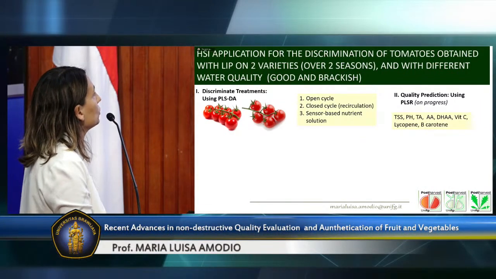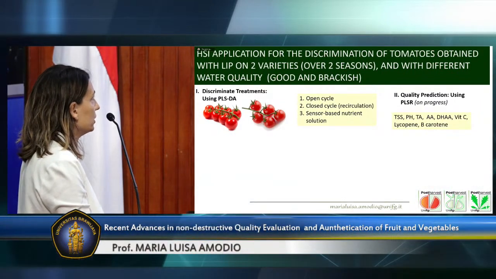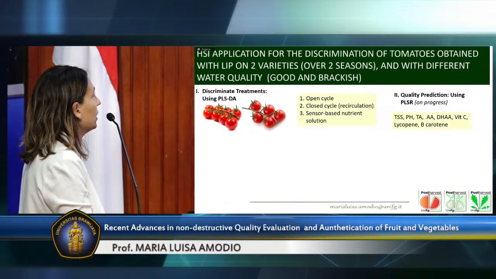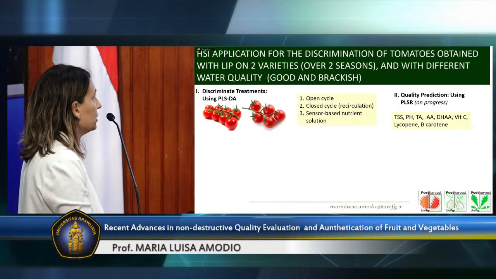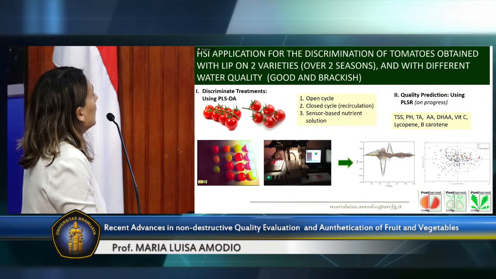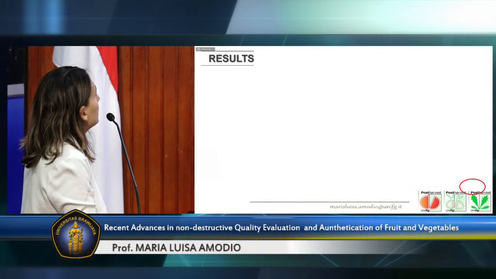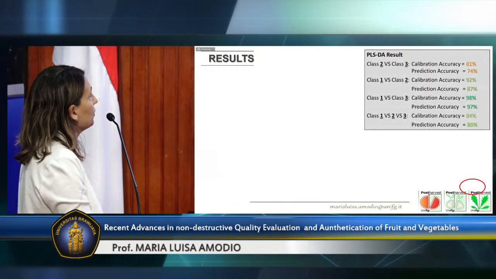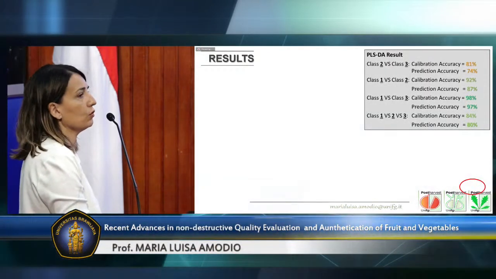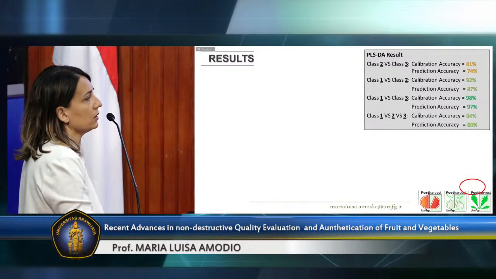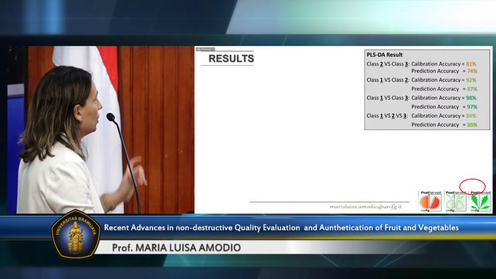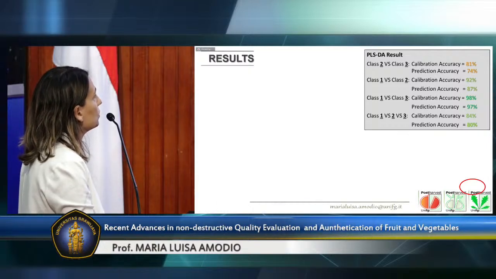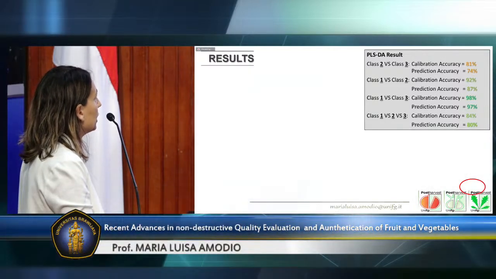In this study also we are trying to predict internal constituents like sugar, pH, acidity, ascorbic acid, and carotenes. And we did the discrimination for each experiment of the 3 classes, and then depending on the similarity of the classes also by group, with sometimes a very good accuracy.